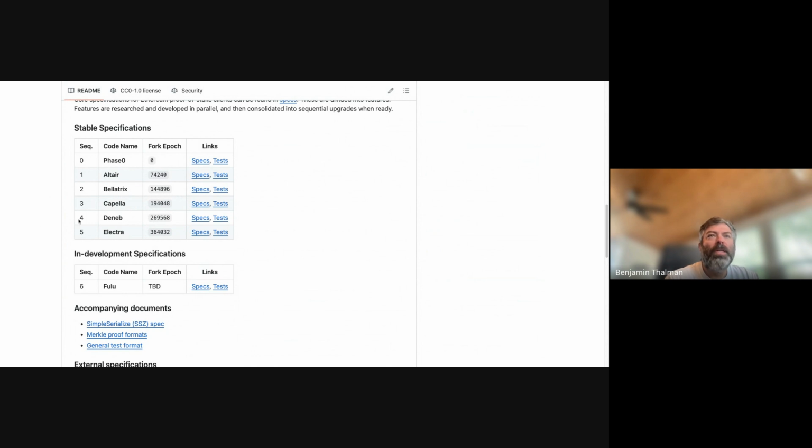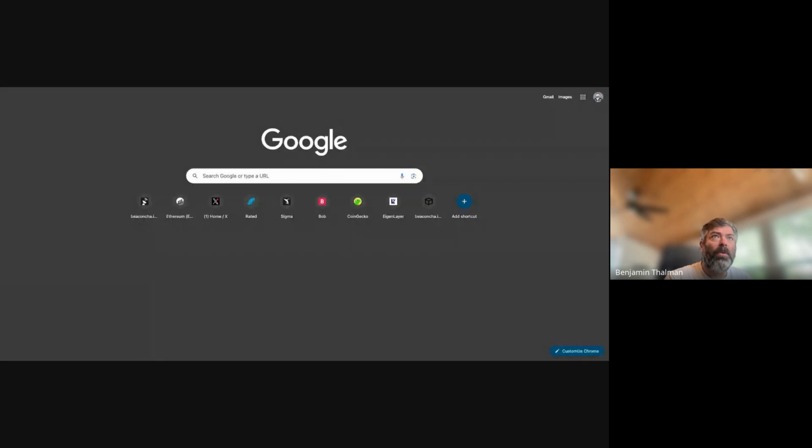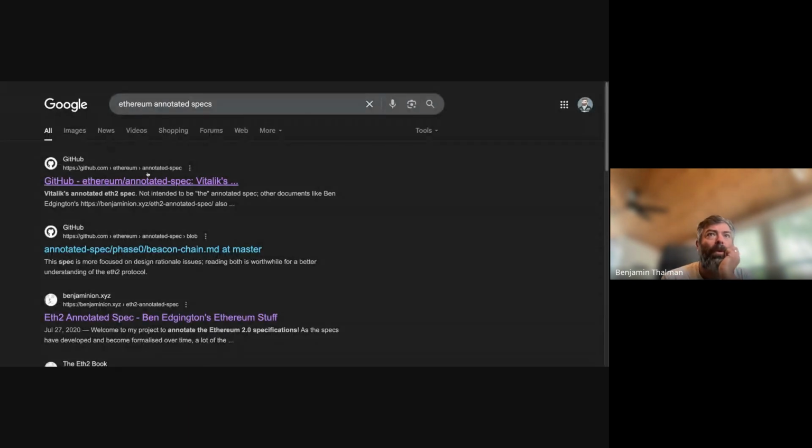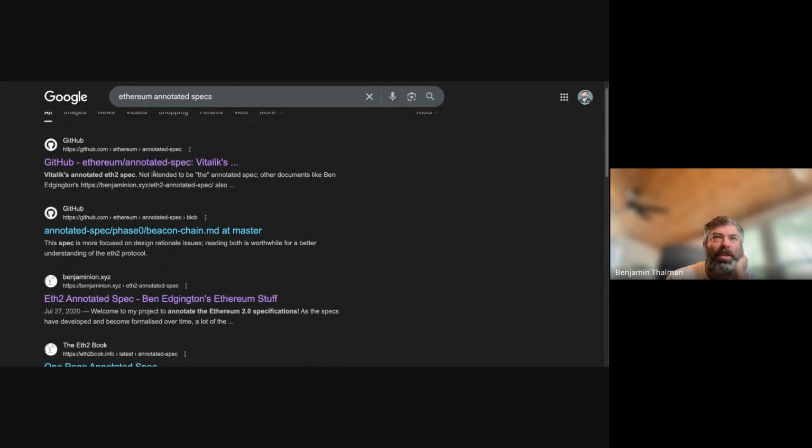There we go. So actually, before I even get to this, I think if you want to learn Ethereum in detail, especially the consensus layer, the most useful thing you can probably do is read the annotated specs. So here, I'll share this real quick. And I promise we'll get down to the task at hand here, but Ethereum annotated specs. There are a handful of these. Folks have written these. Basically, annotated specs are just the specifications with notes attached to them, explanations.